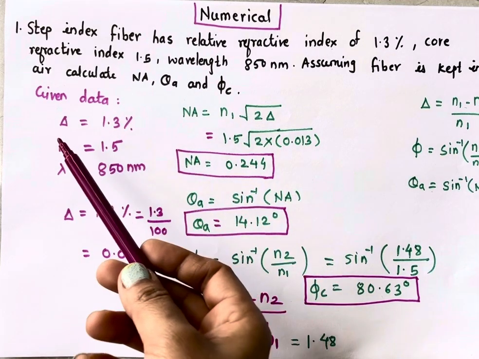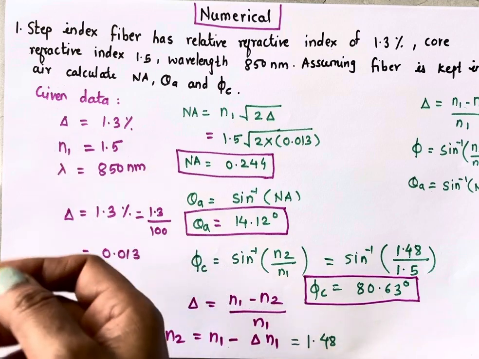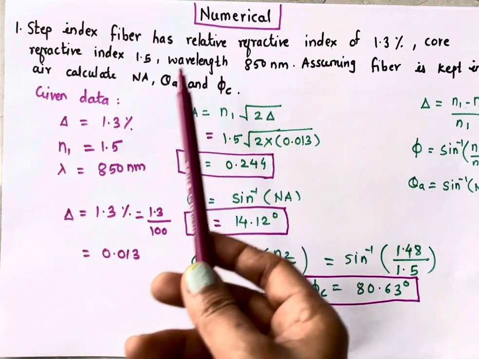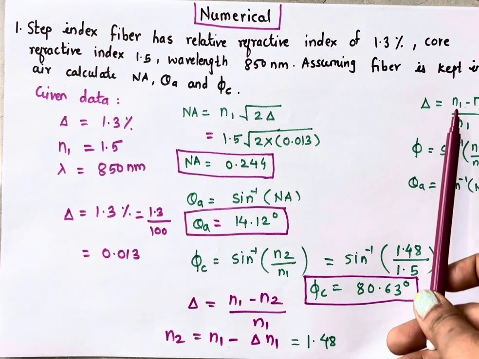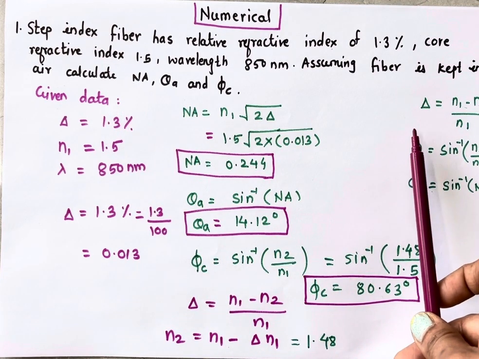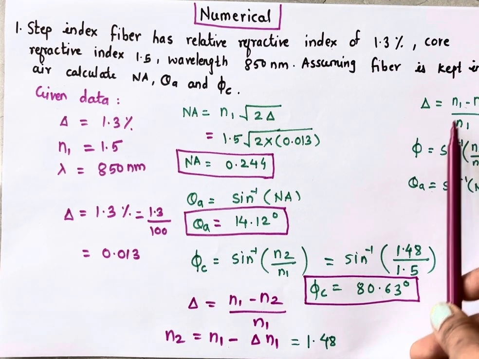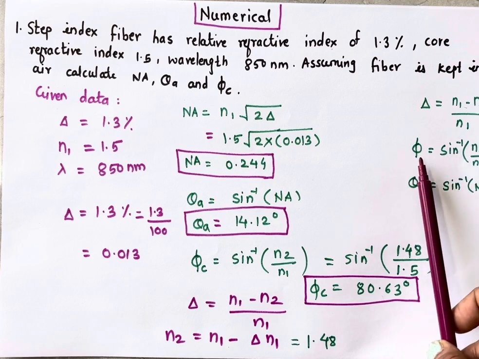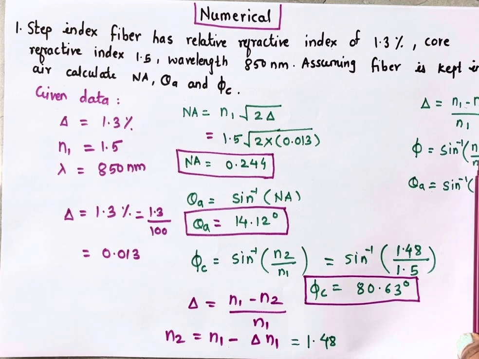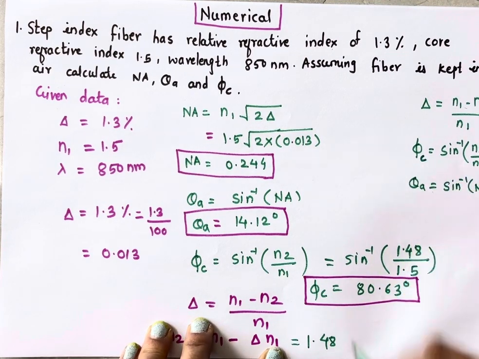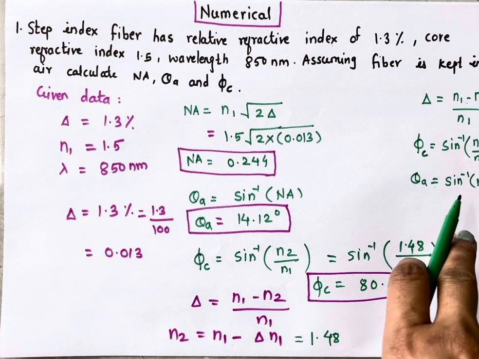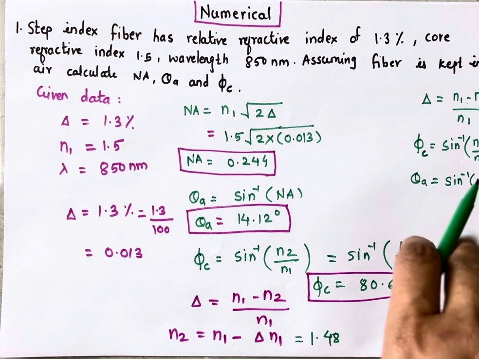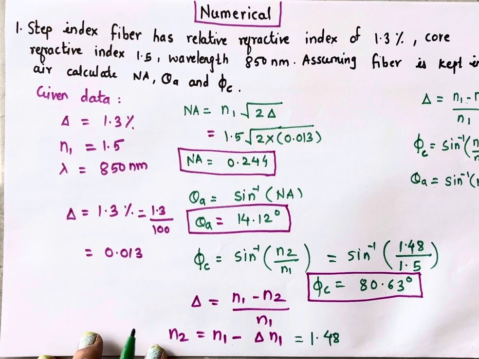Here the relative refractive index difference, delta, is given. Sometimes the case is that n1 is given and n2 is given. So you just need to remember these formulas. Relative refractive index difference is n1 minus n2 divided by n1. Phi c, the critical angle, is sine inverse of n2 by n1. Angle of acceptance is sine inverse of numerical aperture. In this way we can calculate the values.